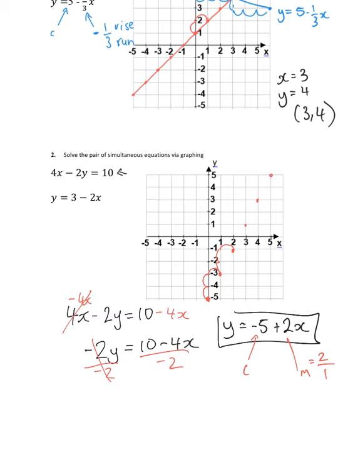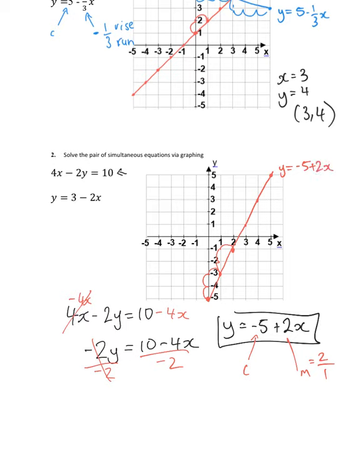All right, what you can do now, get your ruler out. Do a straight line between those. Not a very good one, that one. Cool, and that's our first graph: y equals negative 5 plus 2x.